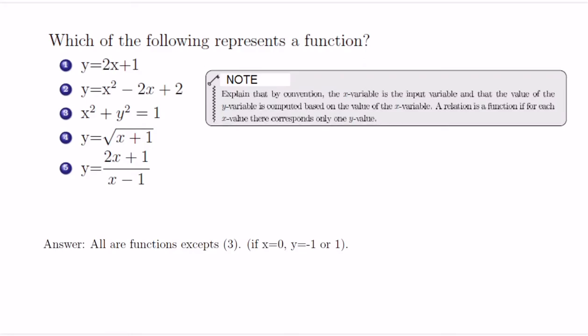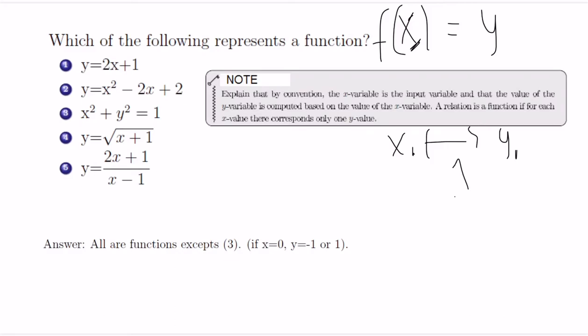Take note, we have f of x equals y. We have this now. So our y depends on our x. Our relation is a function if for each x value there corresponds only one value. So your x here must correspond to only one y value. For these 5 examples, all are functions except for number 3.